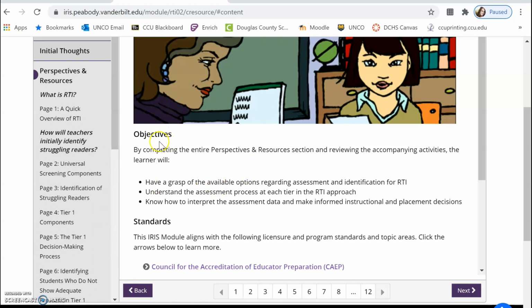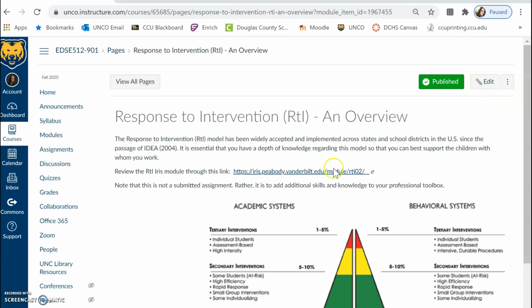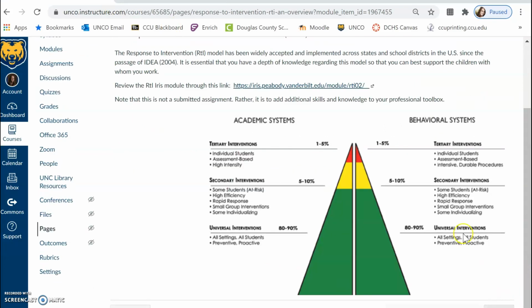You can see the course objectives here, and the IRIS module is here to help you with these main ideas and topics. I'm sure that many of us are familiar with response to intervention or multi-tiered support systems, but here we can see the green component would be academic or behavioral universal interventions. And the majority of students receive these. The best practice is that all students would receive these. And these are what we would consider to be preventative or proactive strategies, as you can see.